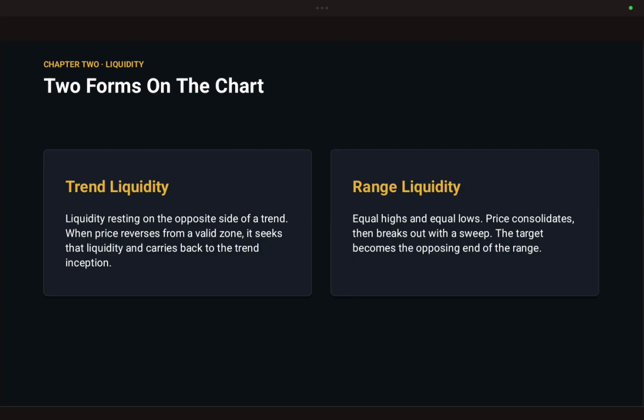Price consolidates, then breaks out with a sweep. The target becomes the opposing end of the range. We're going to see all of this very soon.